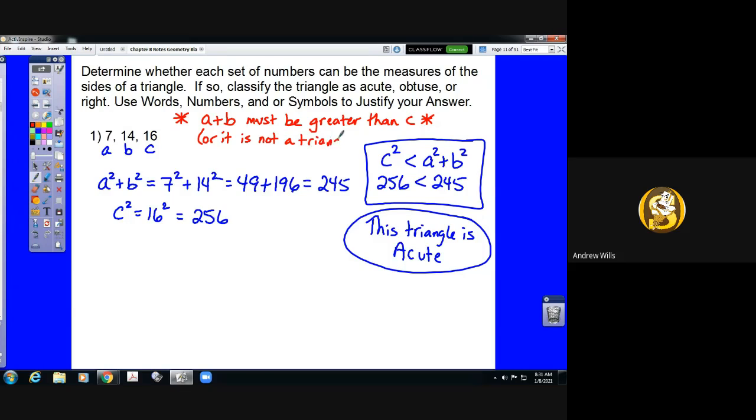Okay, so if you come across one where a plus b is not at least greater than c, then the answer is automatically no because it's not even a triangle. So you do have to watch for that. That's the trick question portion of this problem type. Okay? You have to check for that. Make sure that it's true before you start a squared plus b squared equals c squared.